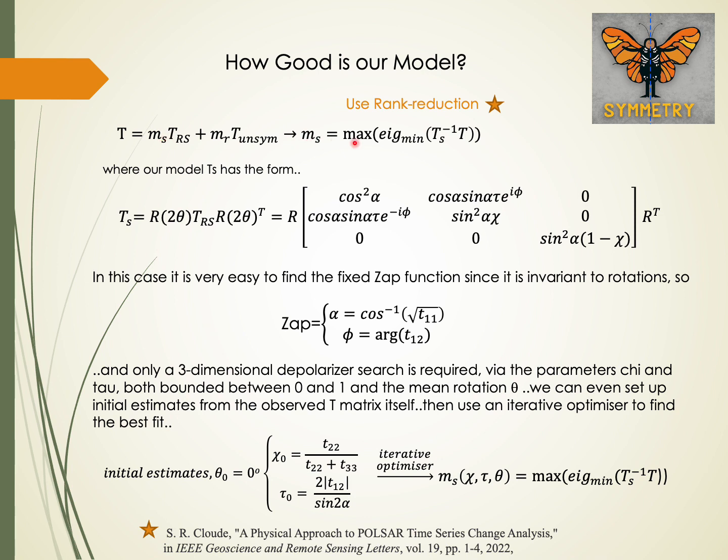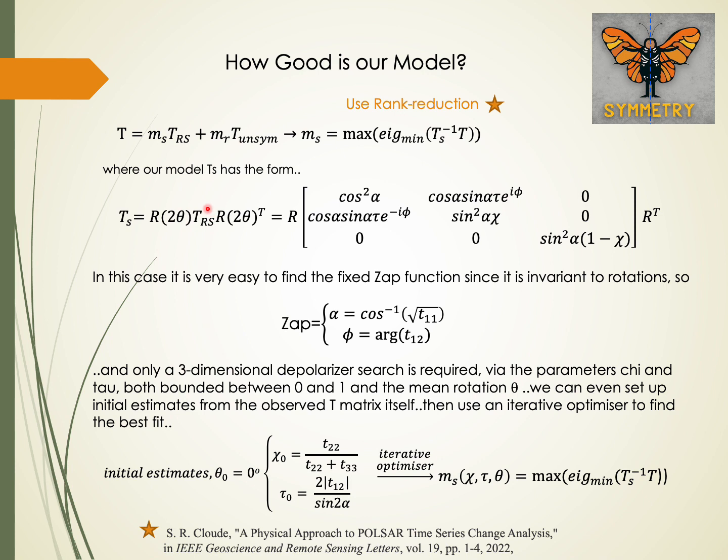And the way you do it is, for a fixed set of model parameters, you just find the minimum eigenvalue of the inverse of your model times the sample. We want to find the best fit of the model, so we repeat that process over all the parameters of the model itself, and we choose the best fit from the maximum of the minimum eigenvalues. So that's the procedure.